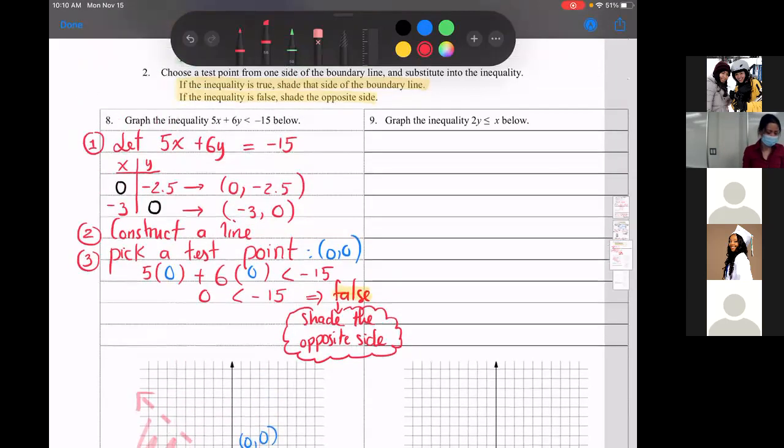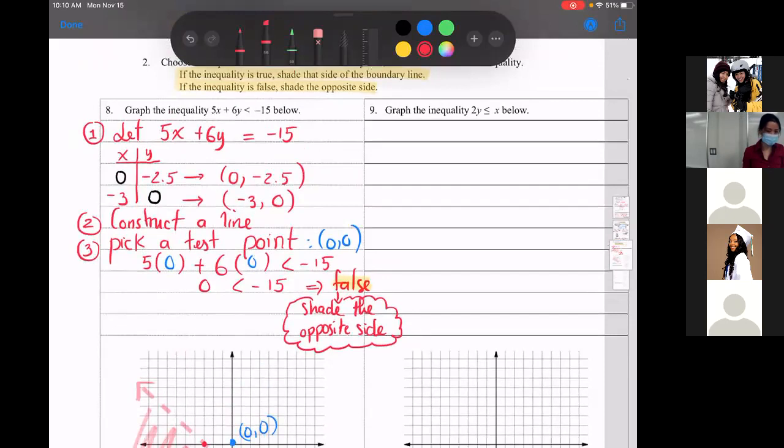All right, let me go on to example number 9. We're going to do the same steps. First, let 2y equal x, and I'm going to pick some points so I can graph this. You have to remember when I asked you to graph an equation, you pick points. Do you remember that? My favorite is the intercept, so it's easy.